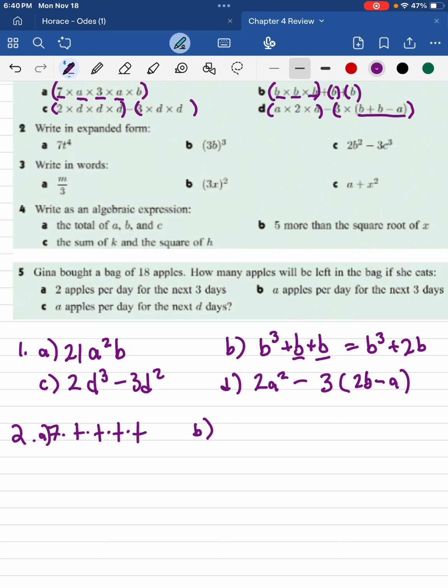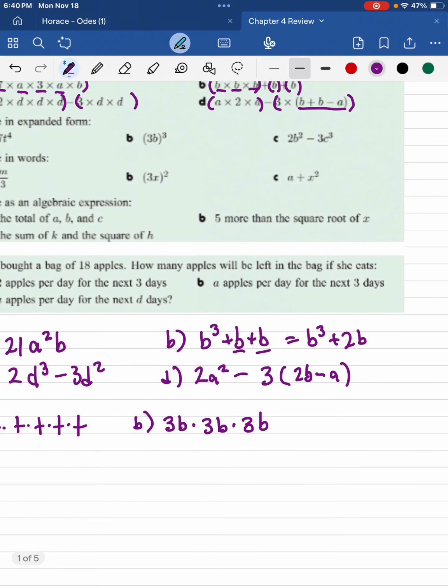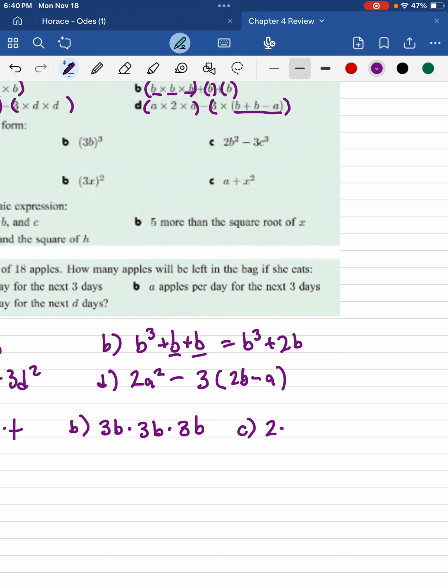For part B, I'm going to write everything that's in the parentheses out. So if there's 3b cubed, then that means that the 3b must be multiplied 3 times. Then finally I have 2 times b minus 3 times c times c times c.